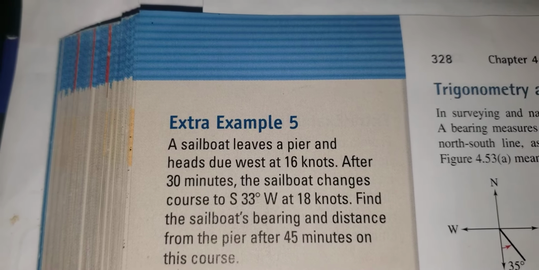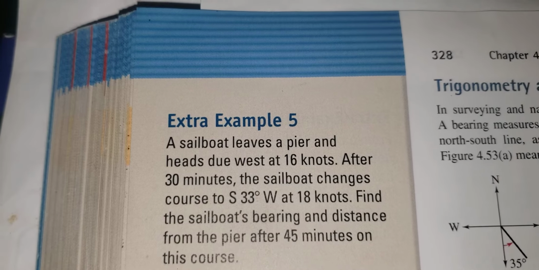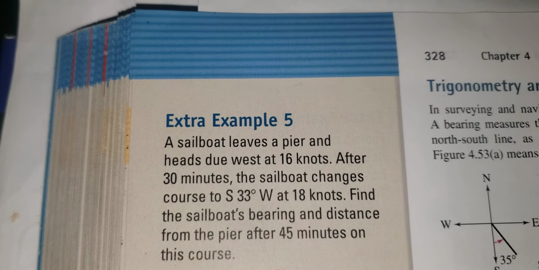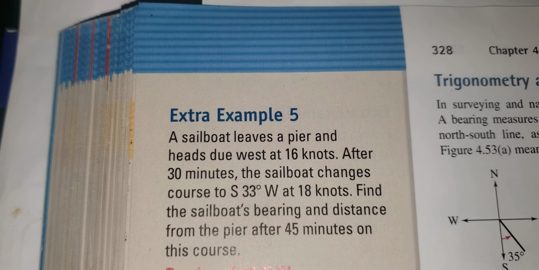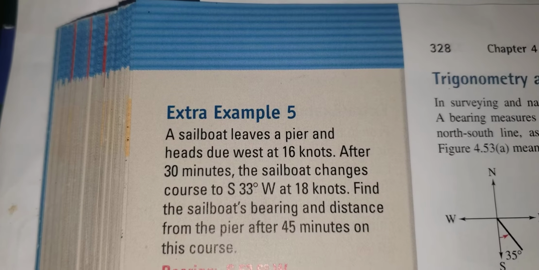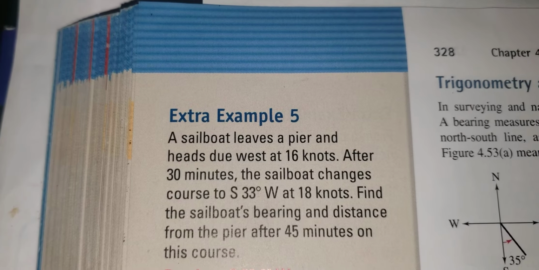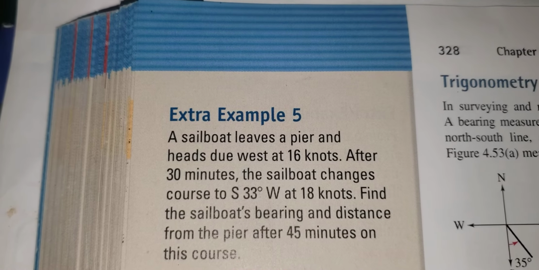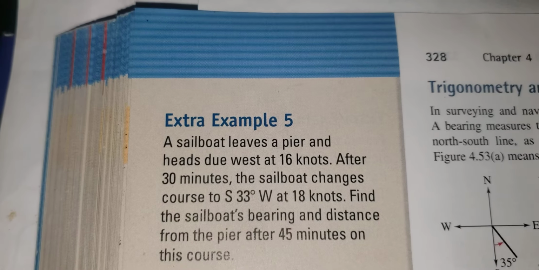So it says a sailboat leaves a pier and heads due west at 16 knots. After 30 minutes, the sailboat changes course to south 33 by southwest at 18 knots. Find the sailboat's bearing and distance from the pier after 45 minutes on the course. Okay, so that's the word problem. Now I'm going to go ahead and draw it for you.